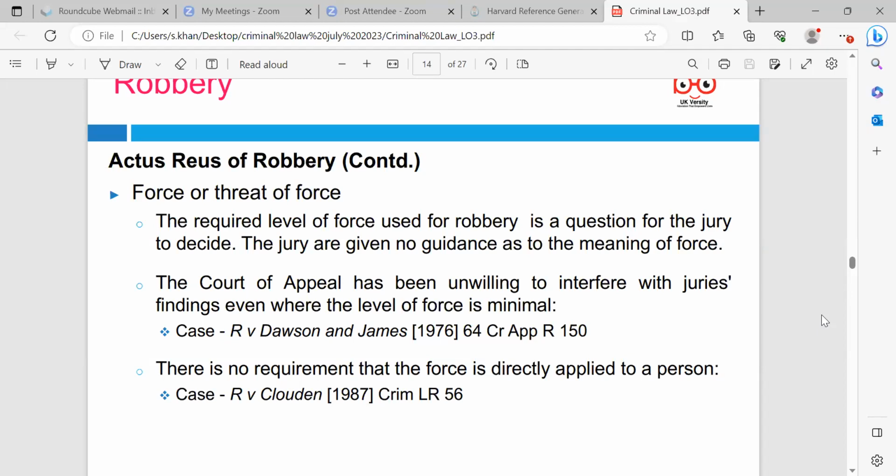His appeal against a conviction for robbery was refused. There's no requirement that the force is directly applied to a person, and that's in the case of R v Clouden, 1987, where the defendant had pulled on the victim's handbag to wrench it from her hands. The Court of Appeal held that whilst a snatching of property without resistance from the owner, such as by a pickpocket, should not amount to robbery, the question of whether force has been used on any person should be left to the jury. The defendant was held to have been rightly convicted of robbery.